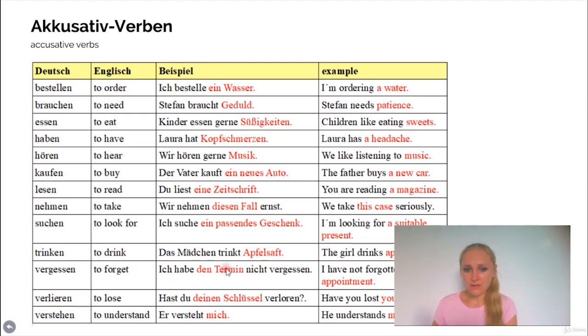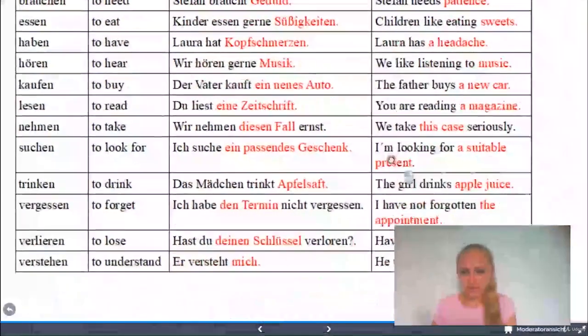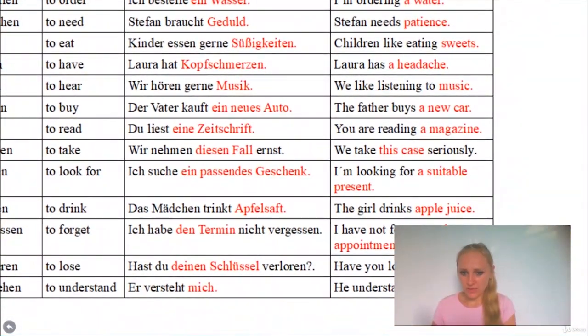Der Termin, the appointment, is masculine, so here the article changes from der to den. Verlieren, to lose. Hast du deinen Schlüssel verloren? Have you lost your key? Okay, it's der Schlüssel, masculine, so you have to say deinen Schlüssel. There's a chapter about the possessive pronouns also in this course, so you will learn there how to use it in each grammatical case. The next one is verstehen, which means to understand. Er versteht mich, which means he understands me. So it's just as in English, I is changing to me, right?